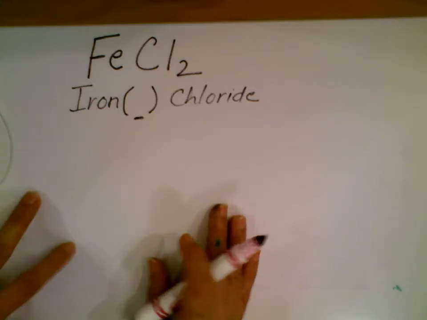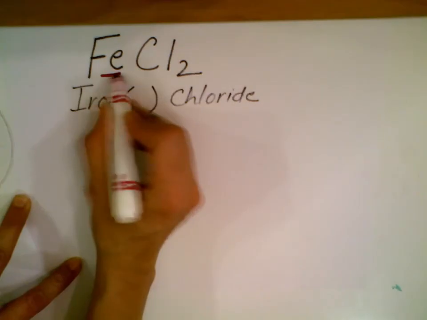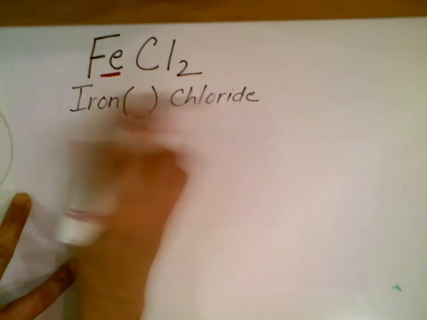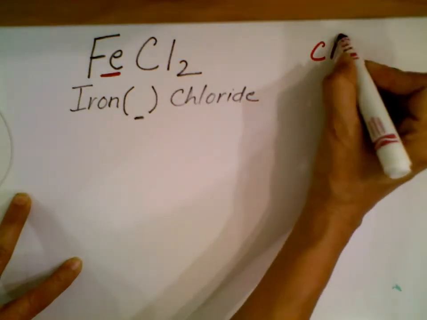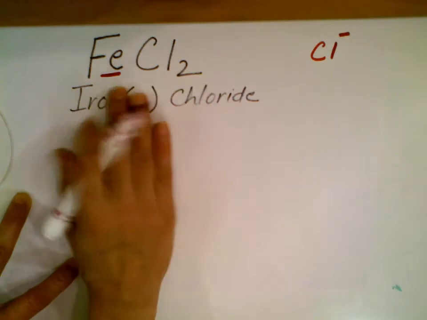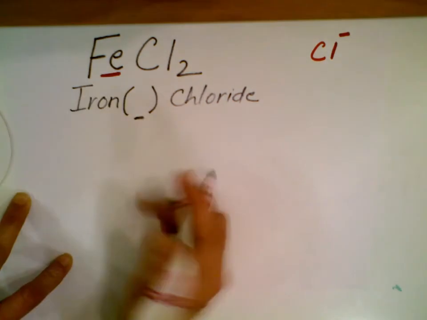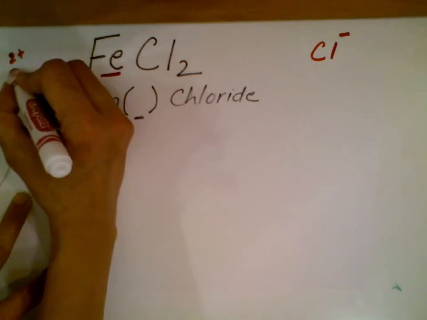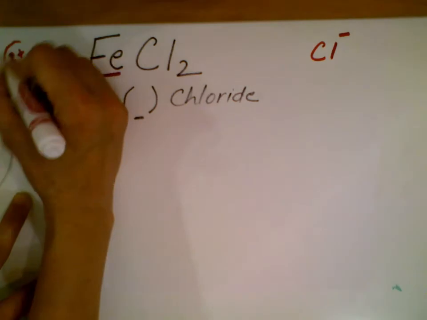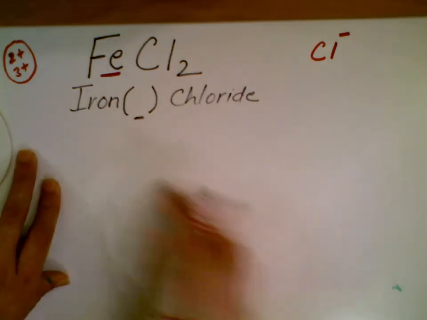So there are two possibilities for the charge of iron. Let's underline this because this is our transition metal. For chlorine, this is a fixed charge, Cl minus. So this is the one we have to figure out, which one we are using for iron. Is it 2 plus or is it 3 plus? Two kinds of charges, or you can say plus 2 or plus 3, either one, it's the same thing.